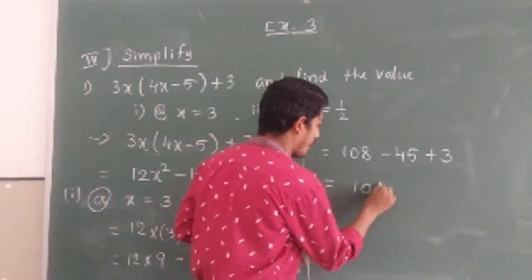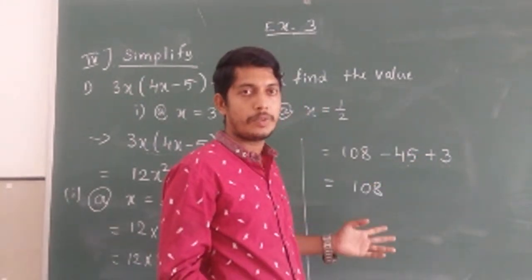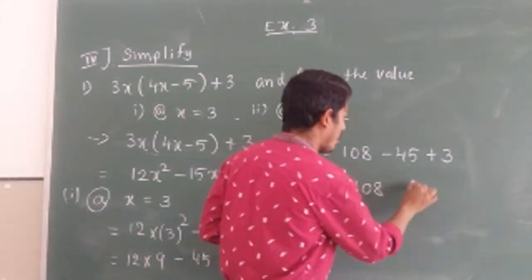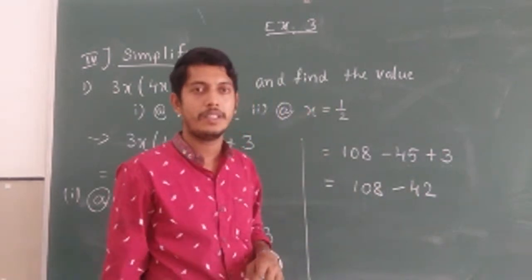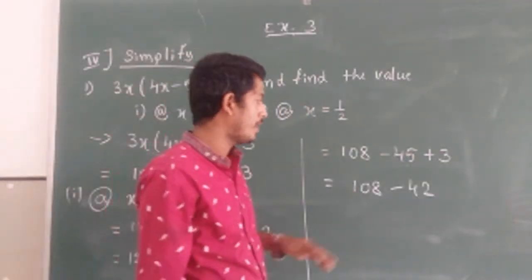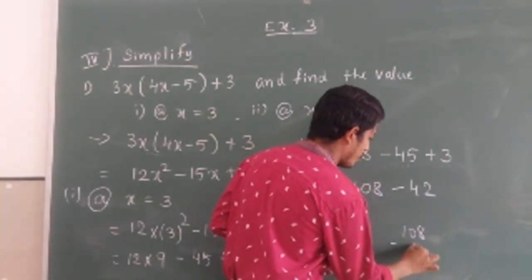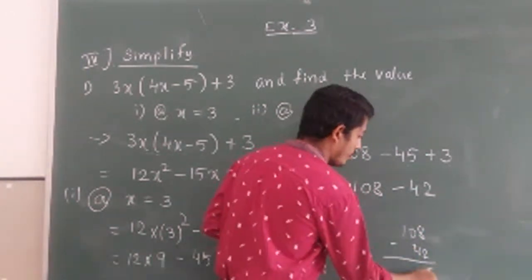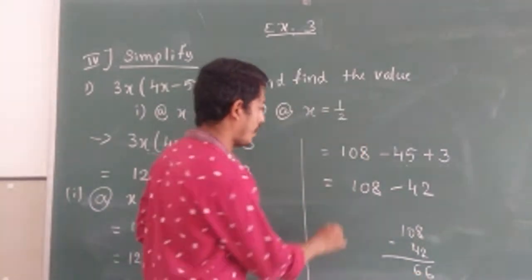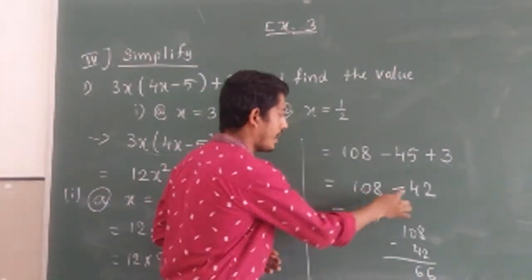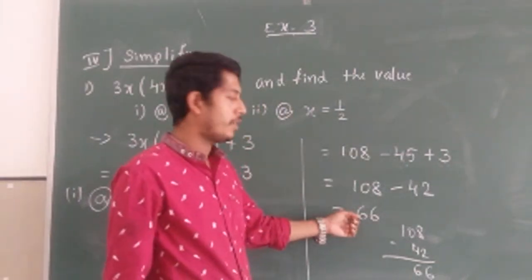Both terms have different signs, that means you have to subtract 45 minus 3, it gives 42, along with the sign of the highest term. The highest term has a minus sign, therefore it becomes minus 42. Then 108 minus 42. So 8 minus 2 gives 6, then 10 minus 4 gives 6. Therefore the answer is 66. Because the signs are different you have to subtract, and the sign of the highest term is plus, so it becomes plus 66.